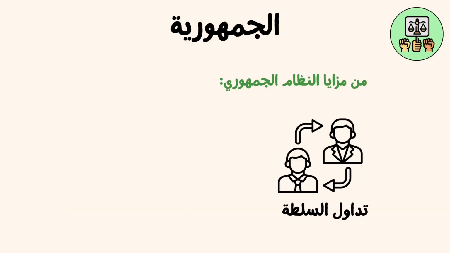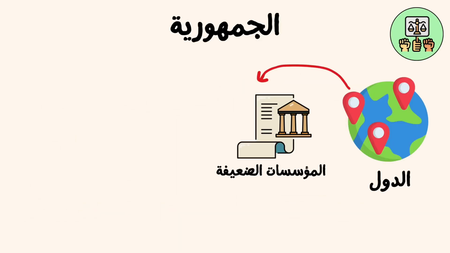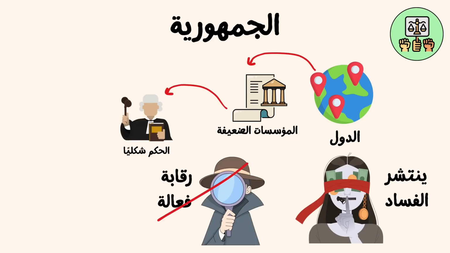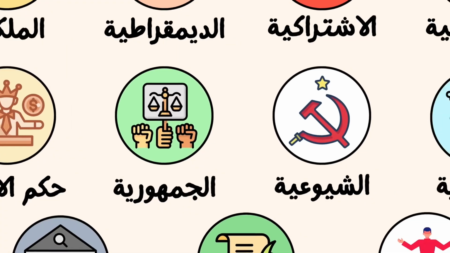The advantages of a republic include power rotation and the ability to hold leaders accountable. But in countries with weak institutions, governance may become merely symbolic and corruption may spread, especially if there's no effective oversight or enough public awareness.